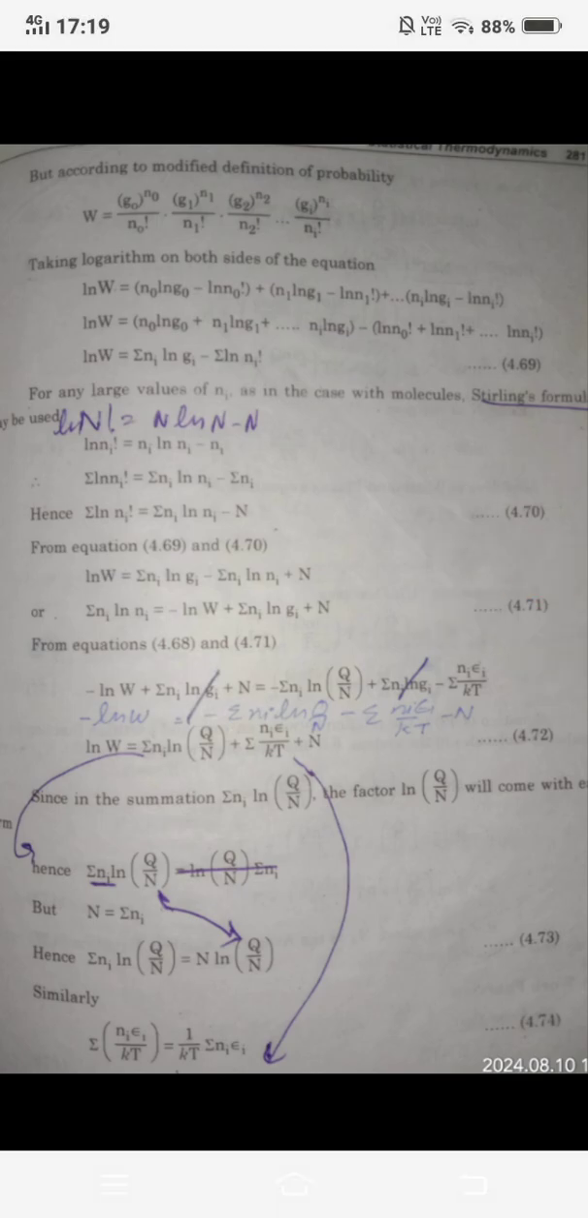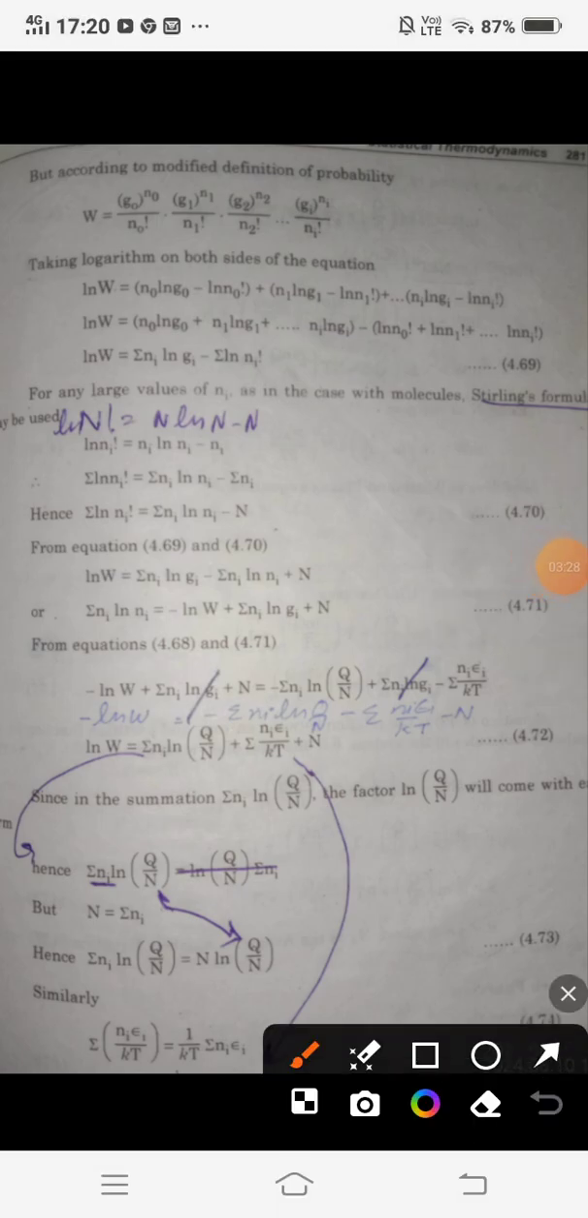Here is the next page to be determined. On the next page, it is told that according to the modified probability factor, this probability equation is showing the formula given: W is equal to g naught to the power N naught divided by N naught factorial, and the same goes for molecule number 1, number 2, number 3, and up to an infinite number of molecules. So it is the modified definition of the probability factor.